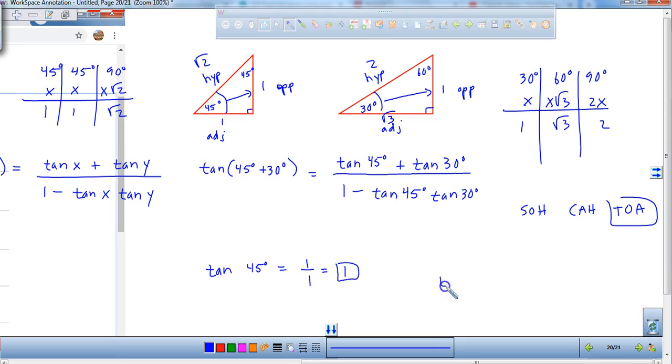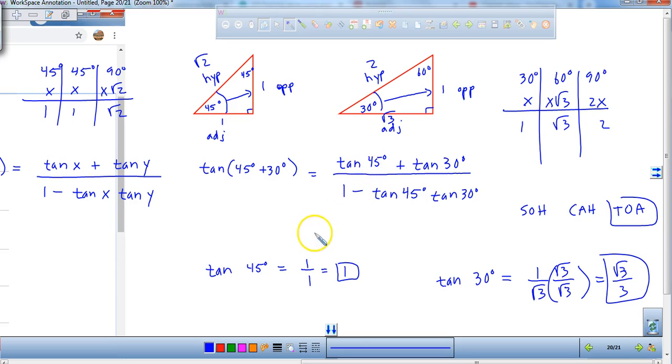Okay? What is the tangent of 30 degrees? Well, once again, it's the opposite over the adjacent, which in this particular case is 1 over radical 3. So I'm going to rationalize the denominator by multiplying it by radical 3 over radical 3, and you get radical 3 over 3. So that right there is going to be the tangent of 30. Okay? So here we go. Right here where it says the tangent of 45, I am going to put the number 1. Where it says the tangent of 30 degrees, I'm going to put plus radical 3 over 3.